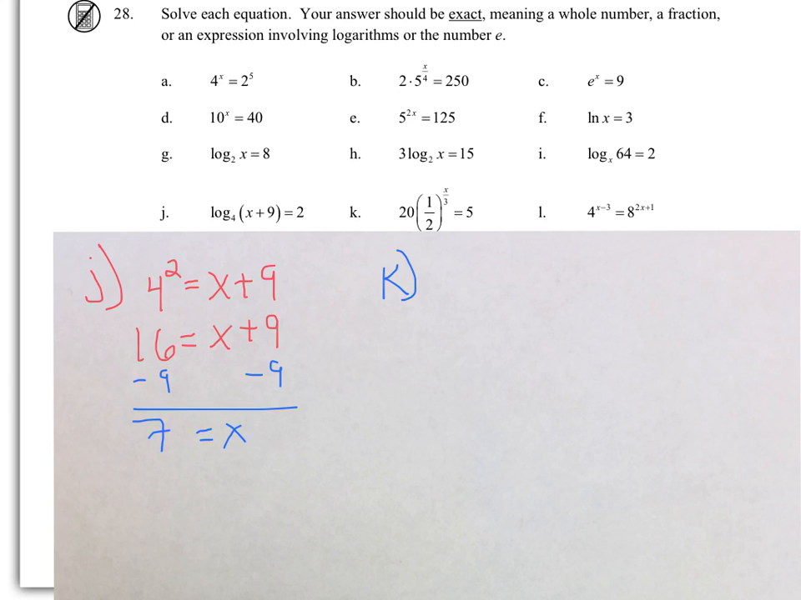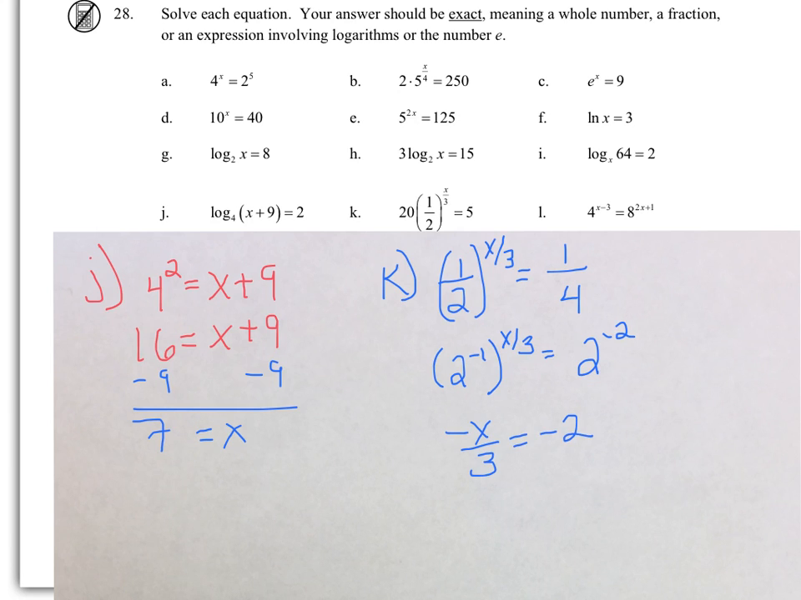And then for K, we have to first start by dividing by 20. So 5 over 20 reduces to 1/4. We can make the bases the same. This is going to be 2 to the negative 1. And 4 is 2 squared, so that's 2 to the negative 2. So we get negative x over 3 is negative 2. Negative x is negative 6, so x is 6.